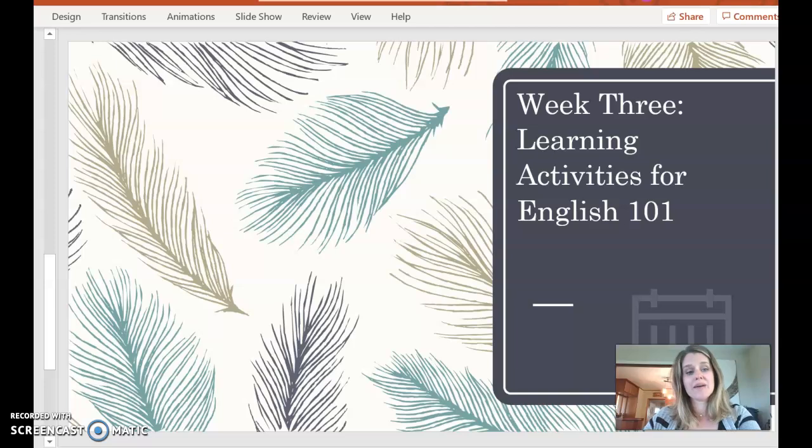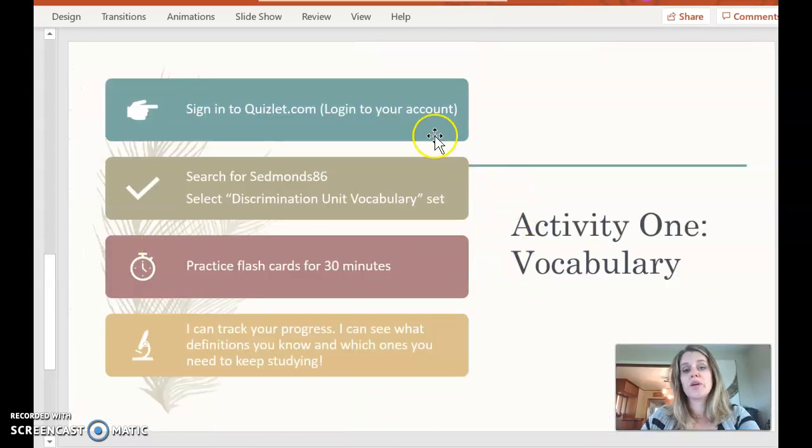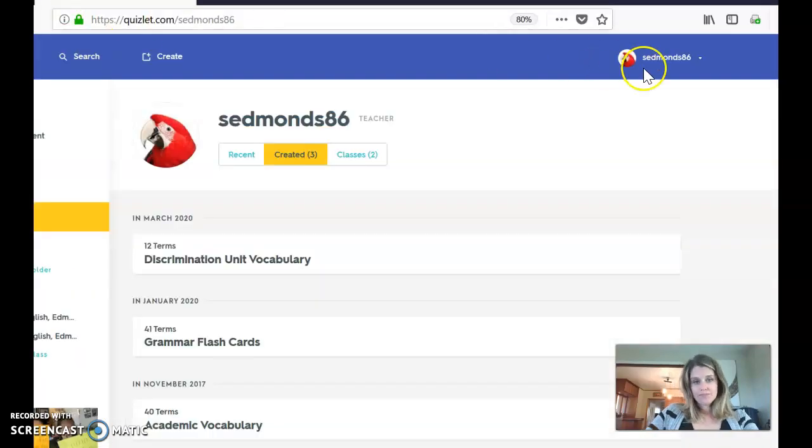So the vocabulary for this week is going to be on Quizlet. You're going to log into your account. You're going to search for Edmonds 86. Hopefully you guys are experts at this by now. And you're going to be selecting the discrimination unit vocabulary. So let me show you what that looks like.